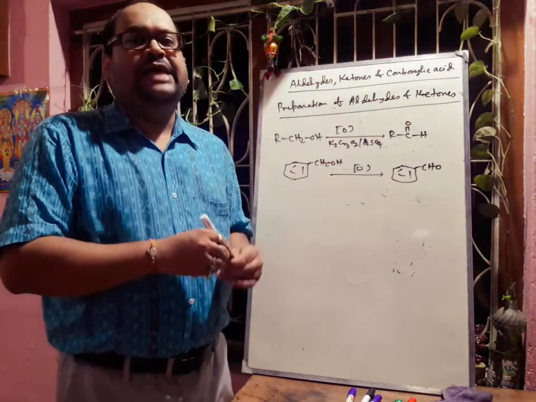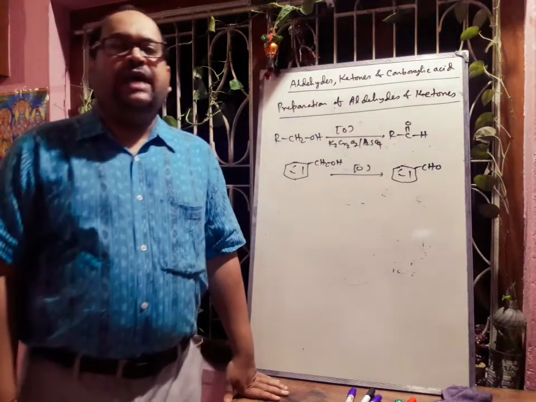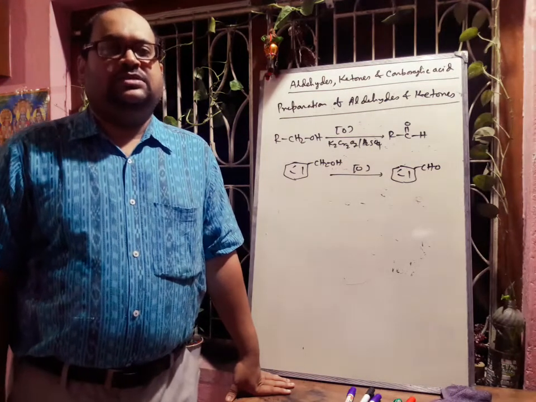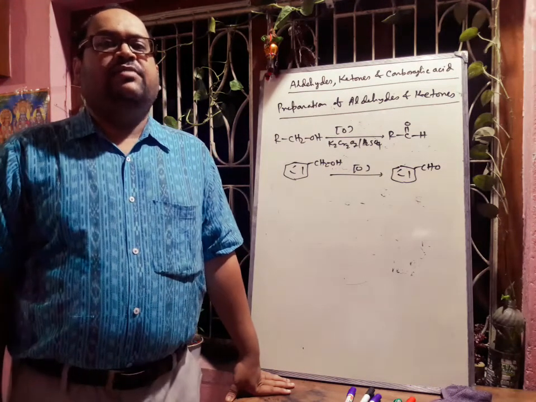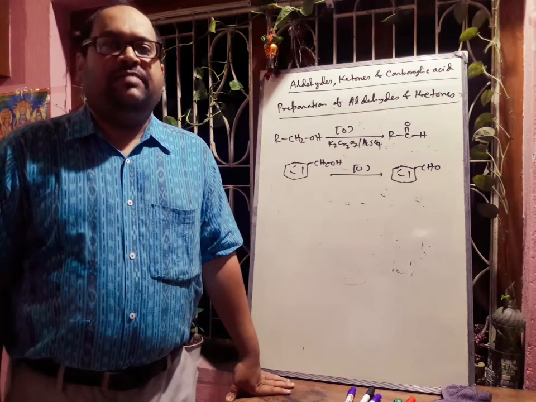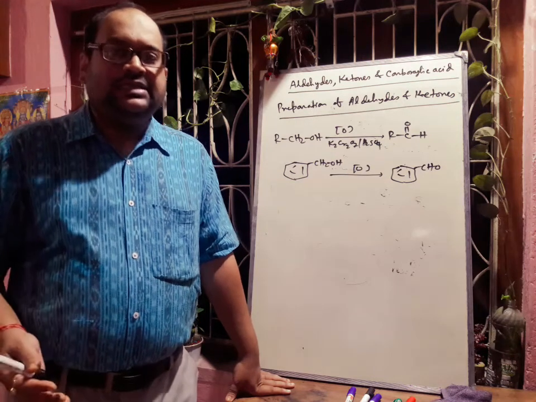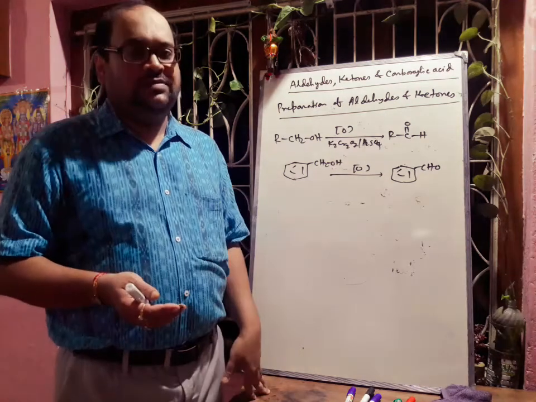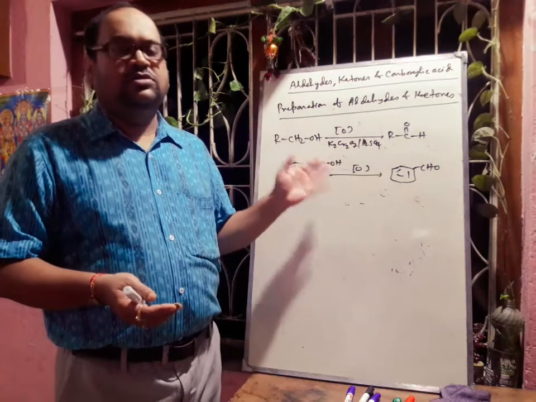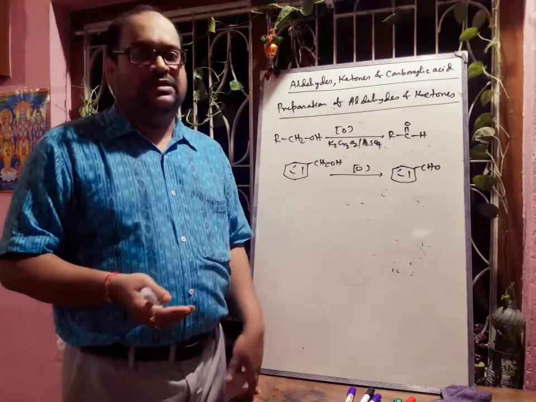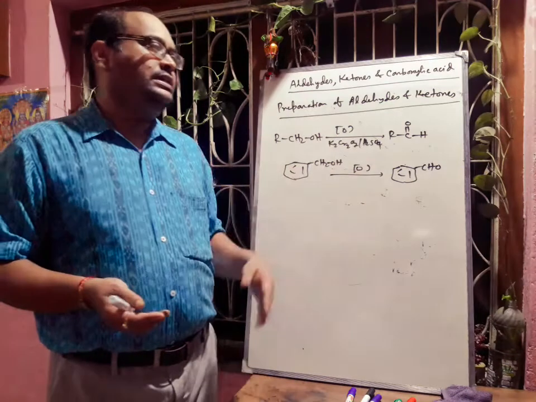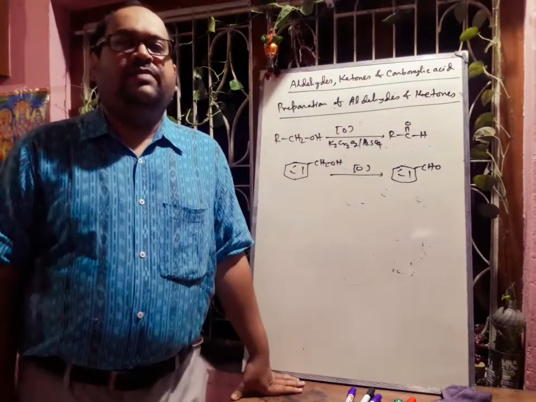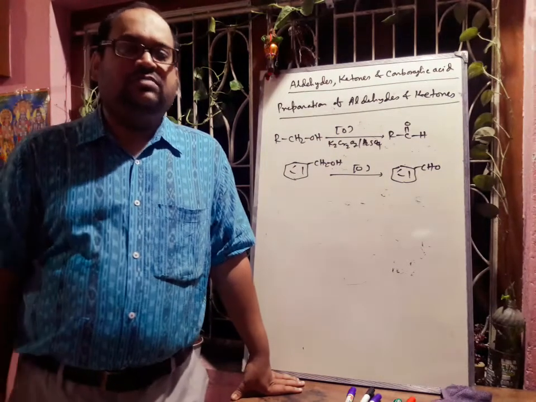Now the aldehydes formed in the above process are readily oxidized to carboxylic acid. So aldehydes are removed quickly from this reaction mixture by distillation to prevent further oxidation. You know that aldehydes are not so stable, so this reagent will also oxidize aldehyde into acid. So better you take this aldehyde out from the reaction mixture. That is why you have to do fast distillation to remove this aldehyde.